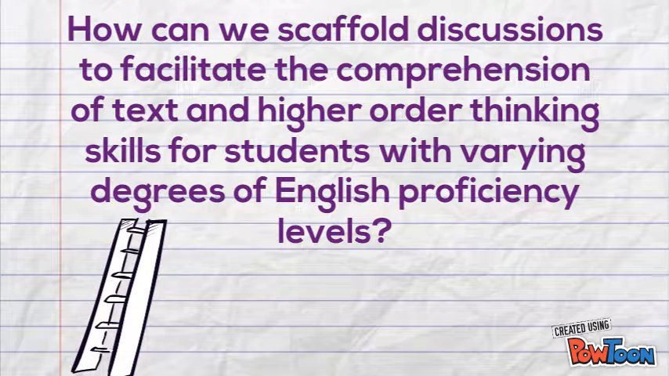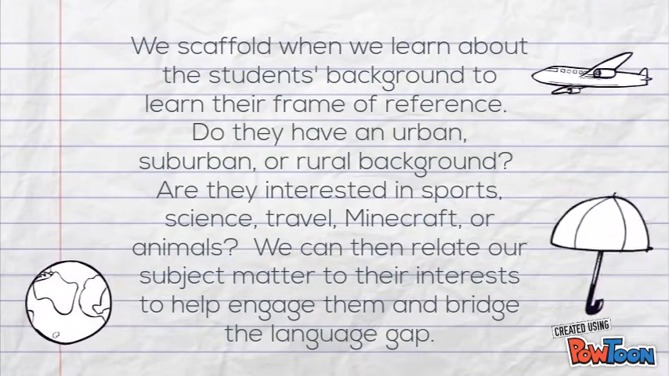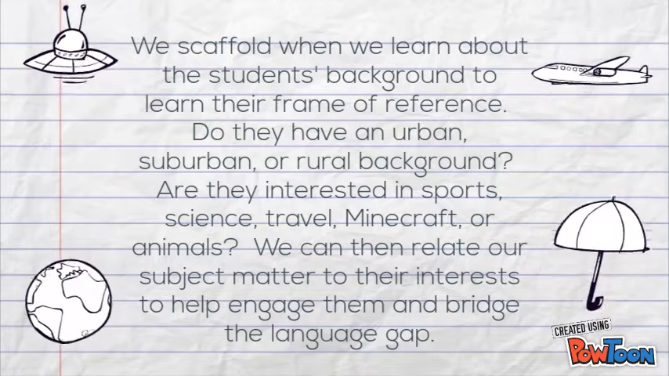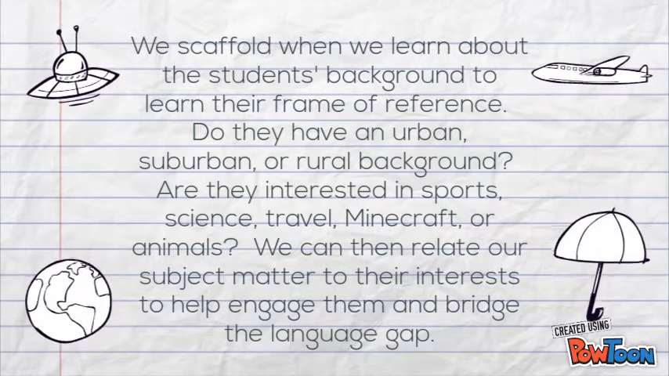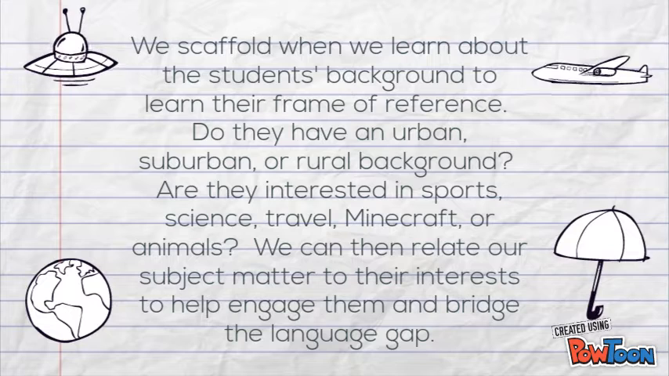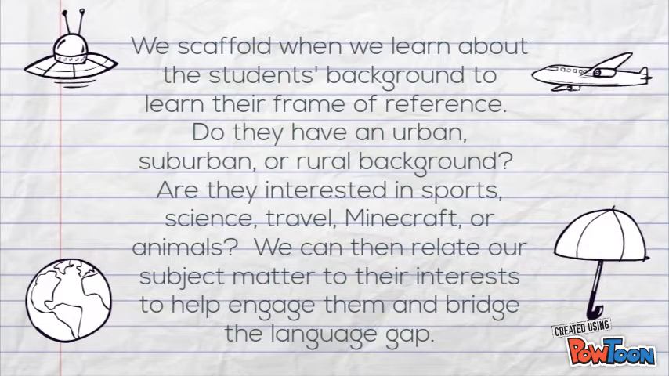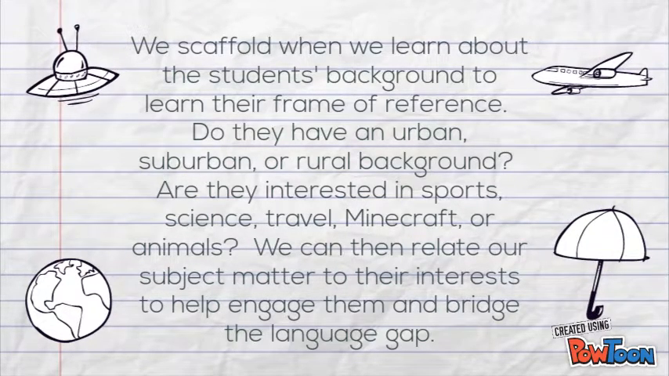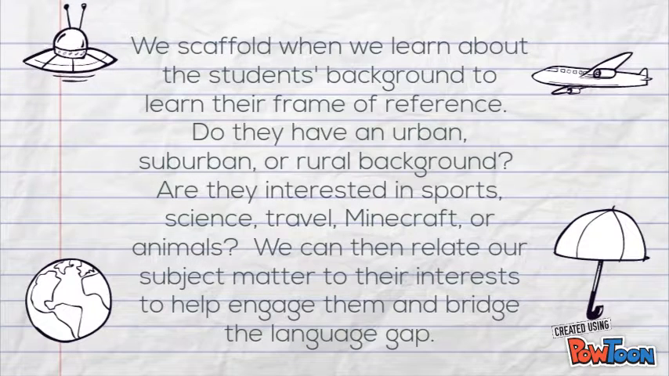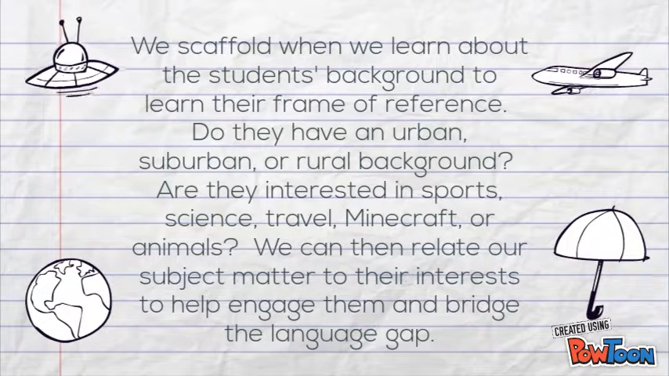How can we scaffold discussions to facilitate the comprehension of text and higher order thinking skills for students with varying degrees of English proficiency levels? We scaffold when we learn about the student's background to learn their frame of reference. Do they have an urban, suburban, or rural background? Are they interested in sports, science, travel, Minecraft, or animals? We can then relate our subject matter to their interests to help engage them and bridge the language gap.